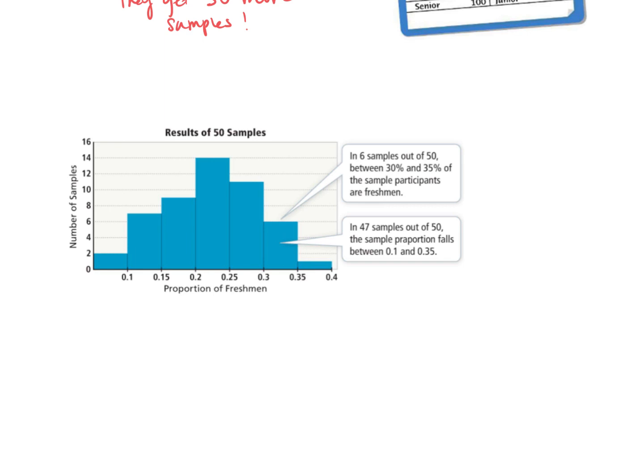We also can look at the histogram and make note of where most of the samples fall. So if we look at this part right here, remember this is 50 samples. We've got 2 samples here. We have 7 samples here. This is 9 samples that fell between 15% and 20% said they had freshmen. Here we have 14 samples. So 47 samples out of the 50 total.